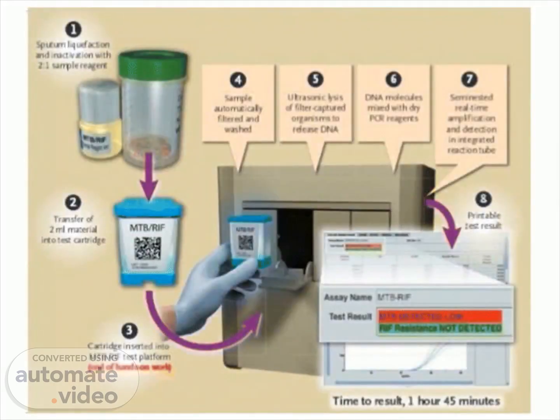Procedure is simple. Sputum liquefaction and inactivation. Transfer of 2 milliliters sample into test cartridge. Cartridge inserted into MTB test platform. The hands-on work will end here. Sample will be automatically filtered and washed. Ultrasonic lysis of filter captured organisms to release DNA. DNA molecules mixed with dry PCR reagents. Real-time amplification and detection in integrated reaction tube. Finally, printable test result.